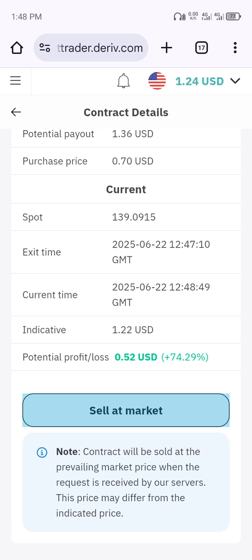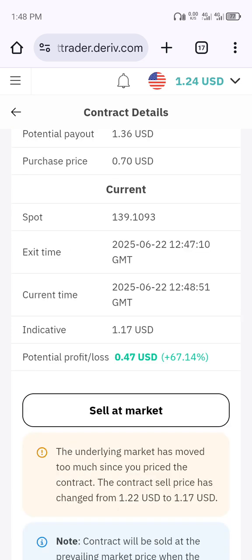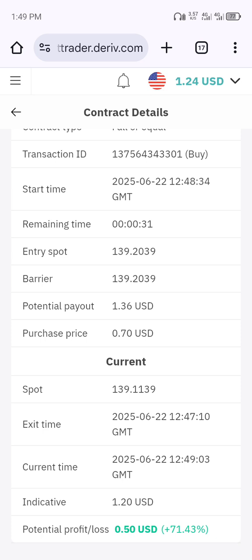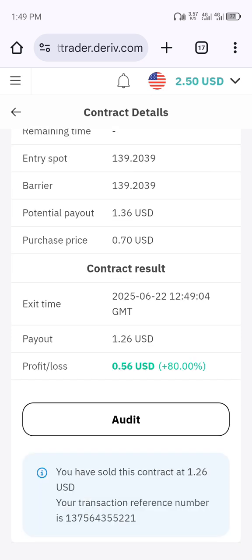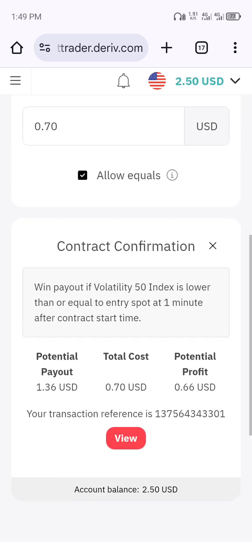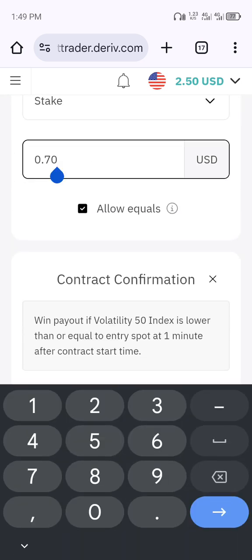We've reached it already, but I placed the market and it refused to allow me to sell. The network is disrupting our sell at market. I have to be patient again. I see 50 cents again. We succeeded in selling at 56 cents. Our account is now $2.50. We are still growing. That's good.